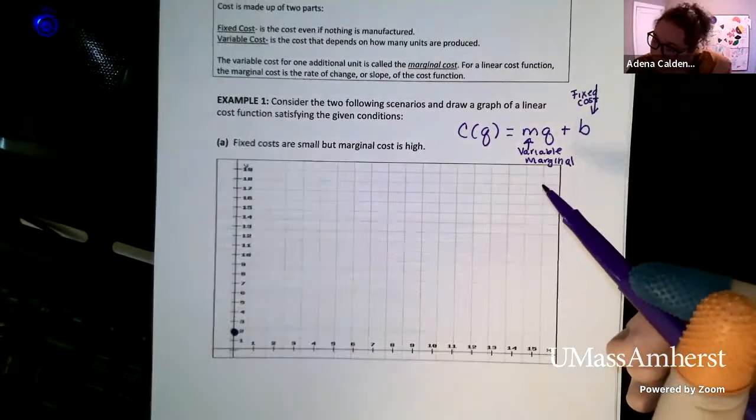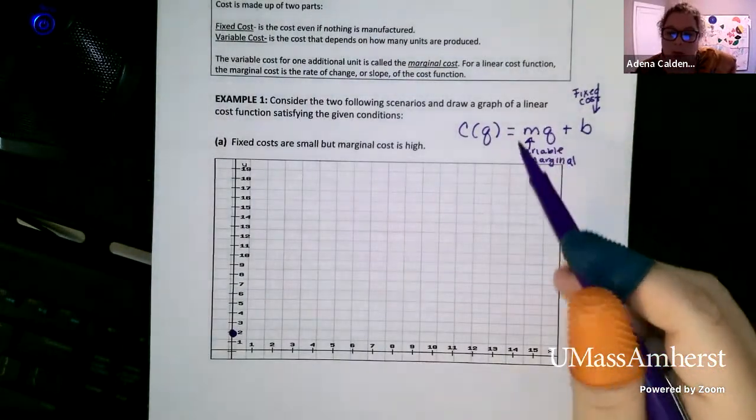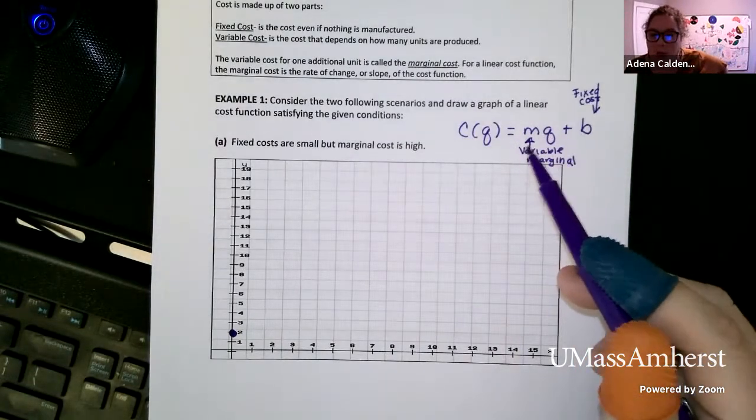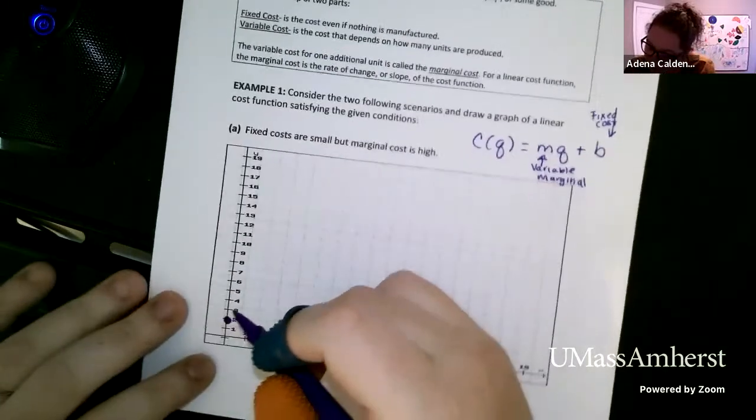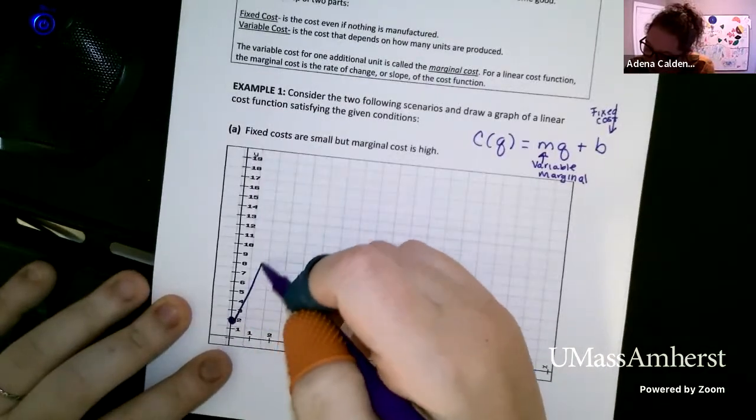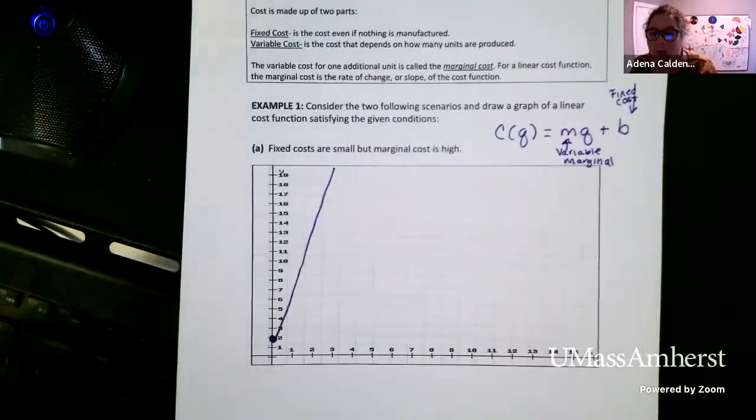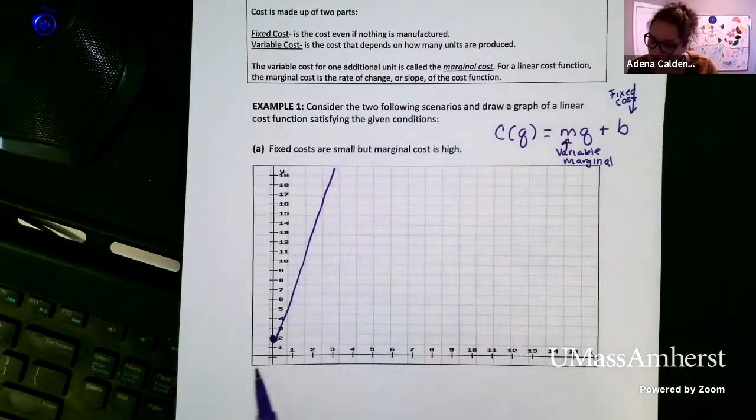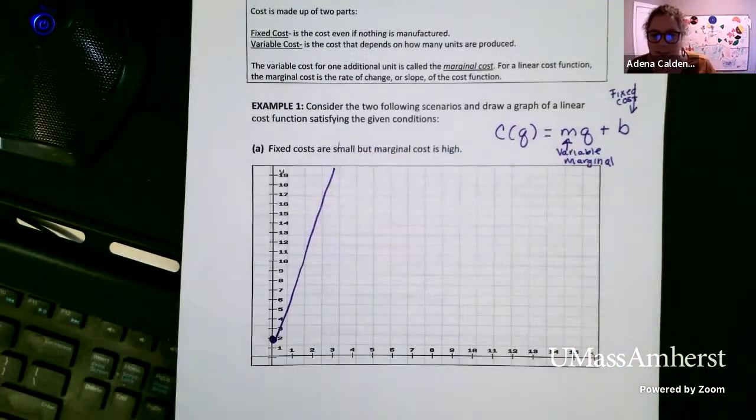But marginal cost is high. So that means that the slope of this line is large. And so if slope is large, it increases faster. So we want something that is steep, okay? So here, fixed costs are small, marginal cost is high. So we cross through low, but we have a steep line.